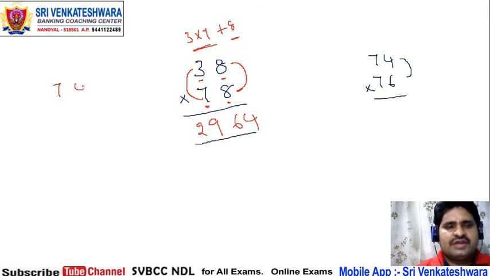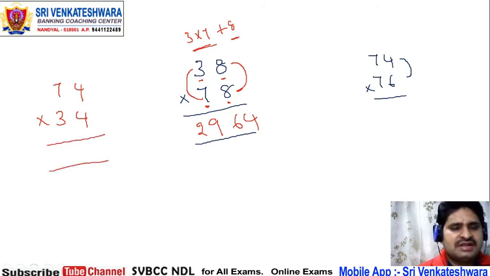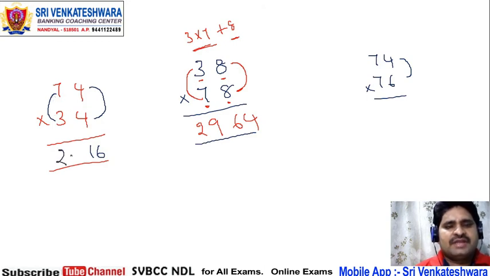Let 74 into 34. If I take 74 into 34, these two are equal. And 7 plus 3, it will be 10. Now, let's understand this case also, how we take it here. I said directly we can write 4 into 4, it will be 16. I said this one we have to multiply, 7 into 3, it will be 21. And we have to add this number. 21 plus 4, which we write as 25. So, we write 2516. I'll take some more examples.